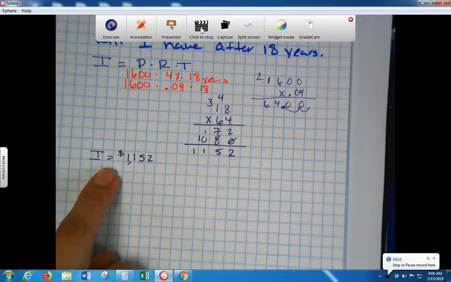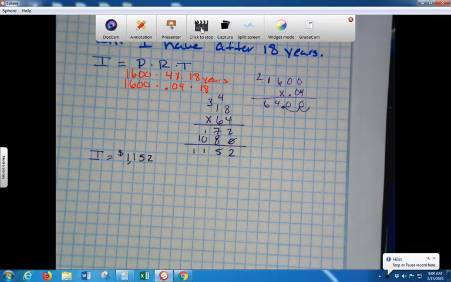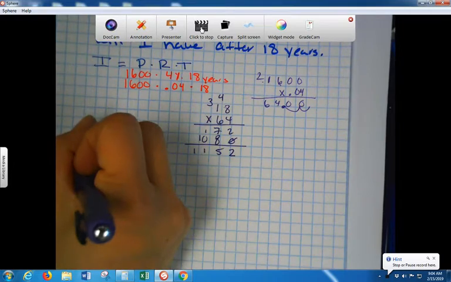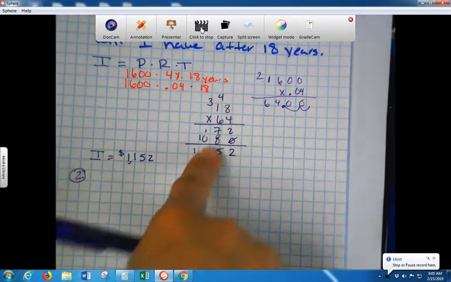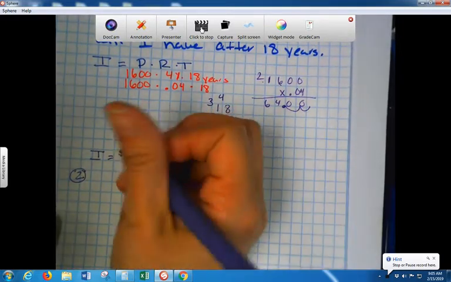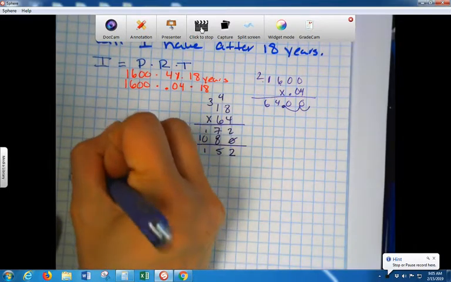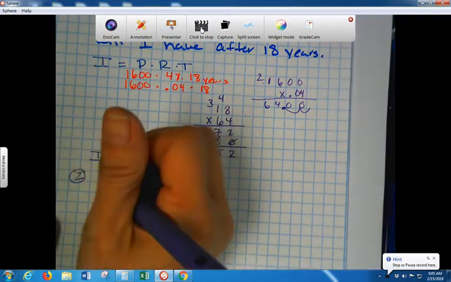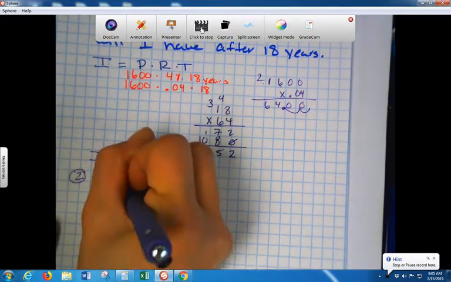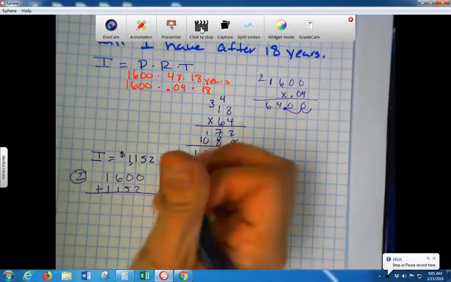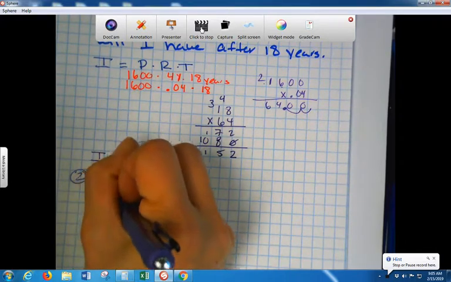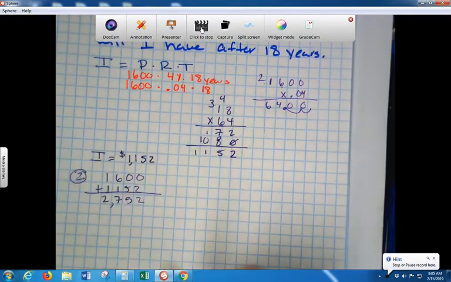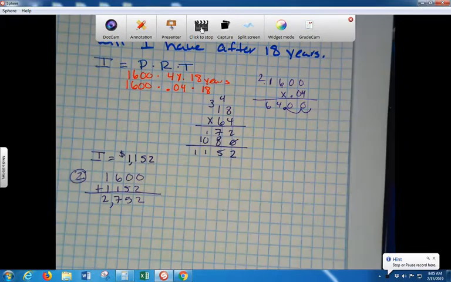So what's your second step? Add, right? So, my second step in quotations, because you already did a lot of steps, is to add your principal, which is $1,600. Remember, you're not allowed to touch it. It stays in there. Then you're going to add your interest. What's our grand total? So, in 18 years, you're going to have 2,052.